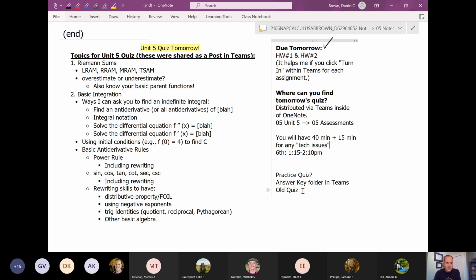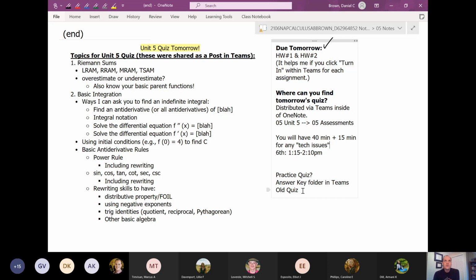And then basic integration, I think this makes it look a lot harder than it actually is, but there's different ways I can ask that. There's integral notation. I could use the phrase solve the differential equation. I might have you solve from f double prime or f prime. I can also include some position, velocity, and acceleration in there.